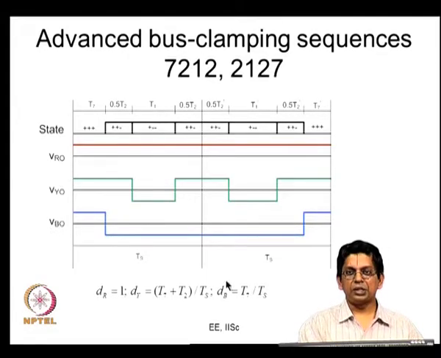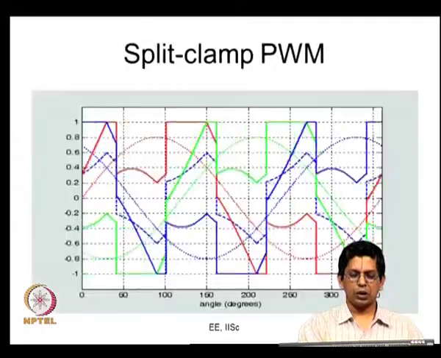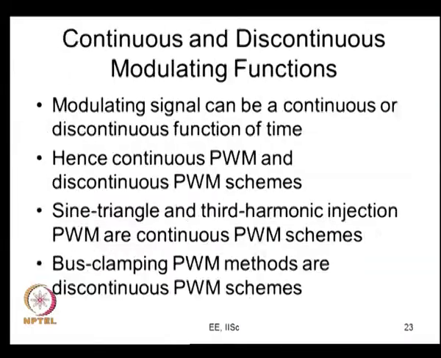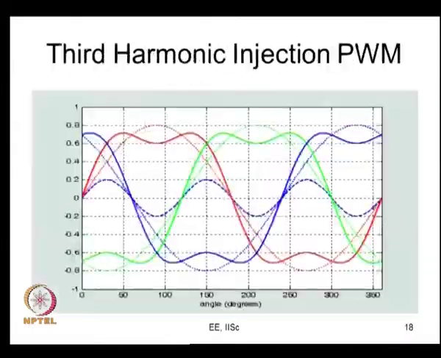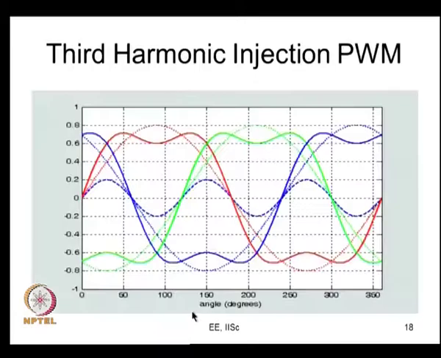So, as I mentioned, the conduction loss varies with the PWM method, because the duty ratio varies with the PWM method. If you go back to that expression, you can see that the duty ratio varies, but that variation is not very high. But the switching loss is much more significant. Let us quickly see how.